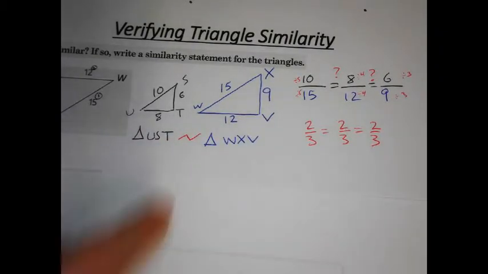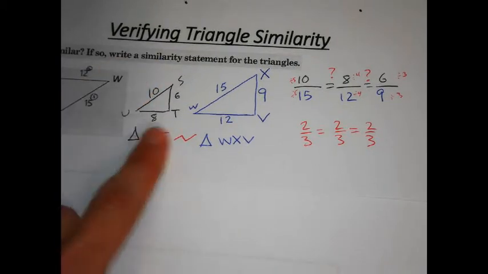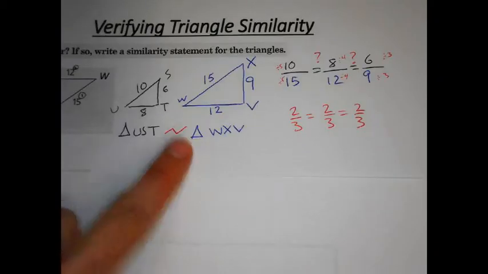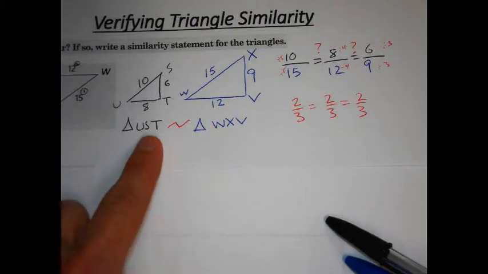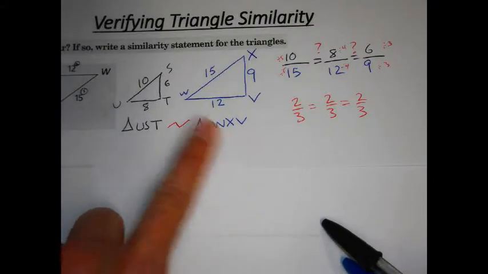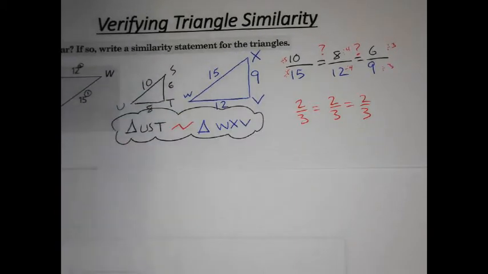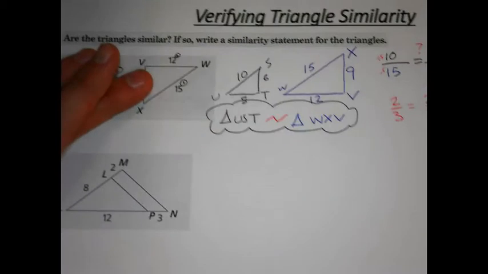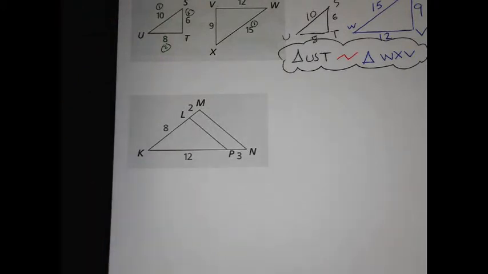So when it says write a similarity statement, I want to make sure that you are having the triangle labeled in the corresponding manner. Angle U corresponding to angle W, angle S corresponding to angle X, and angle T corresponding to angle V. So we have to be super duper careful, making sure that we are labeling it correctly. Okay? Next question. Are these two triangles similar?